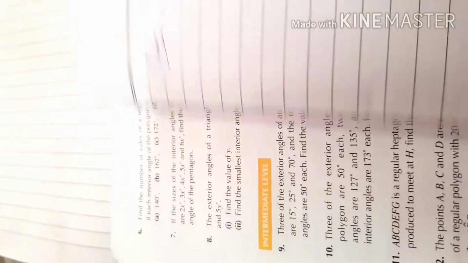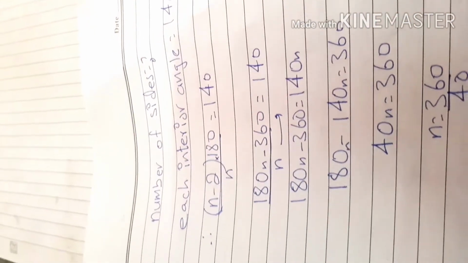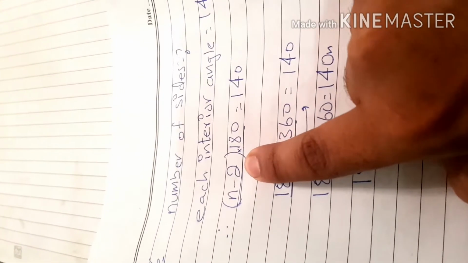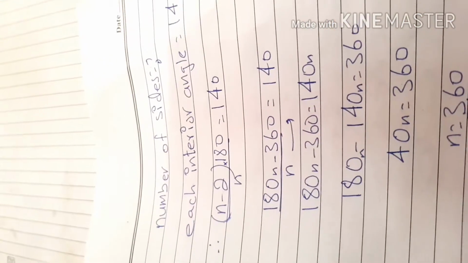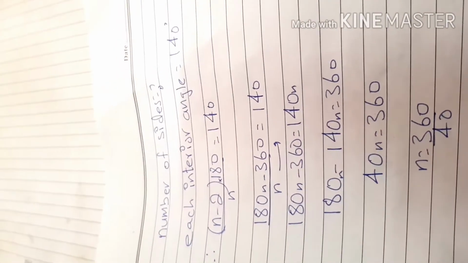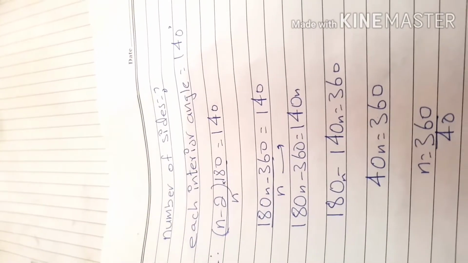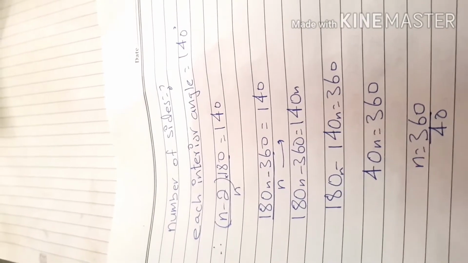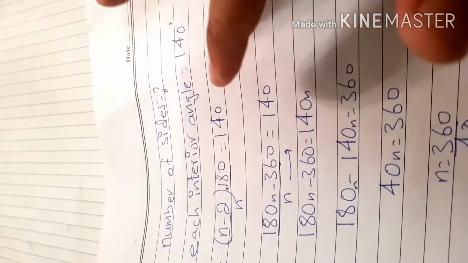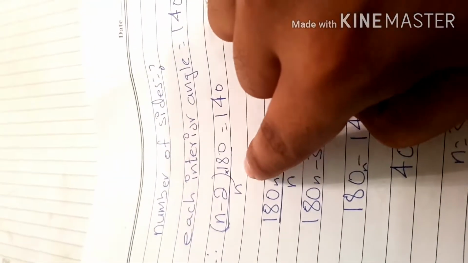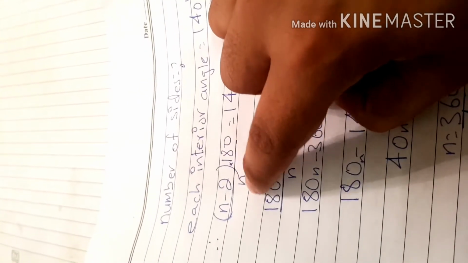Now the question is asking about each interior angle. In that case, we will be using the formula for each interior angle, which we discussed earlier also: (n minus 2) into 180 upon n. If you remove this n, the formula transforms into the sum of interior angles. If you put this n, then it is the size of each interior angle. Since the question gives us the value of each interior angle, which is 140, we equate 140 to the formula (n minus 2) into 180 upon n. Again, remember, n is the number of sides.